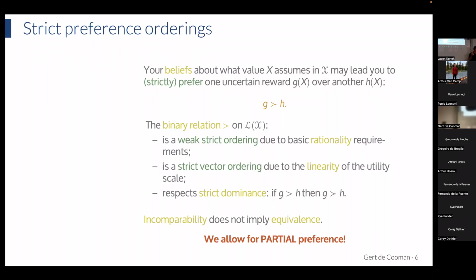Another reason is if they're not equivalent and not better in either sense, there could be a third reason, namely that they are simply incomparable. There's nothing I can say about them. They're not equivalent, and neither of them is better than the other one. They are really incomparable, and I'm allowing for that. I'm allowing for partial preference. That's one thing to say already.